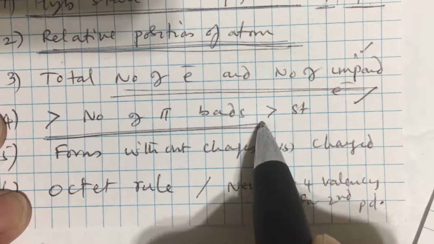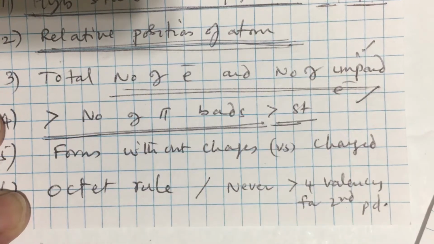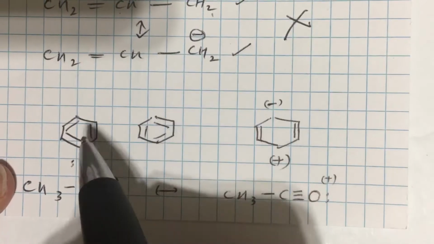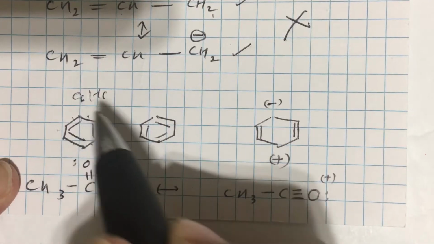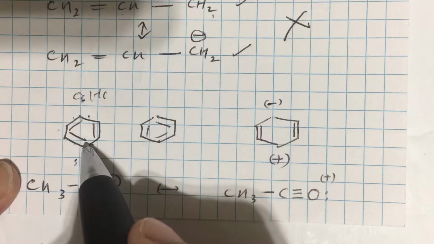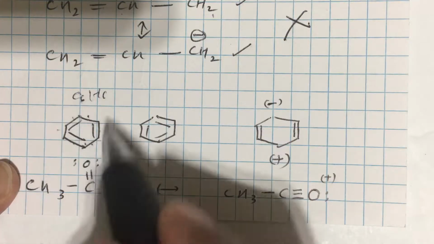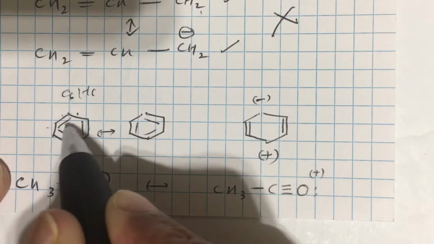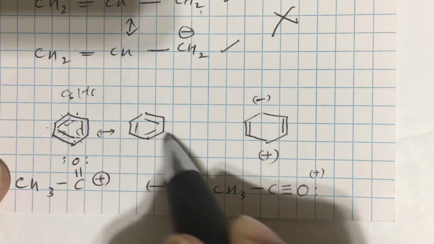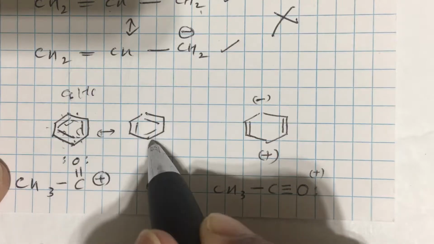with no charges, greater is its stability. For example, for benzene, you can write C6H6, double bond, single bond, double bond, single bond, double bond. This form is more stable because it has no charge separation. And of course, it is equally stable when the position of double bonds is changed. These two canonical forms contribute a lot.